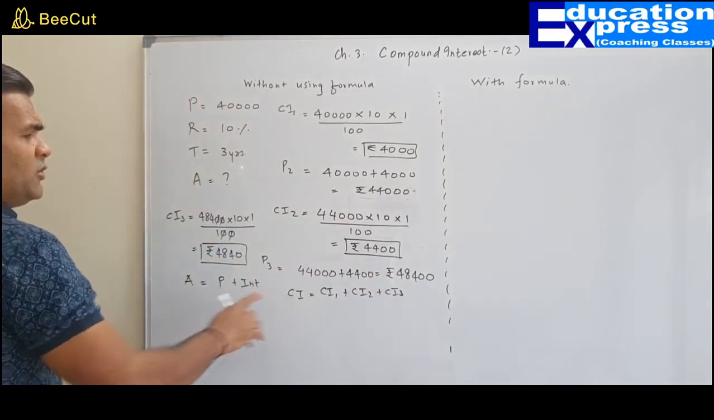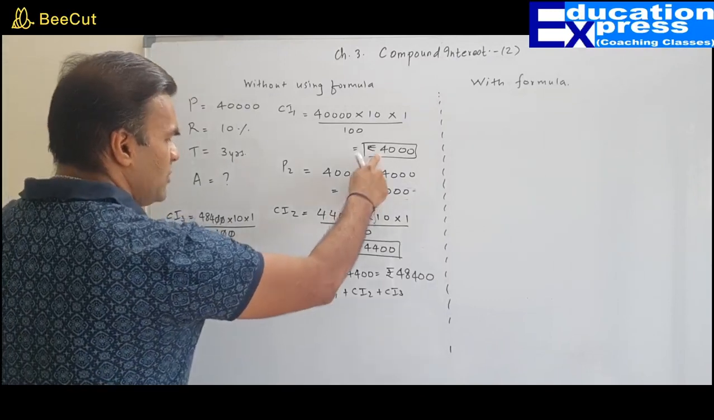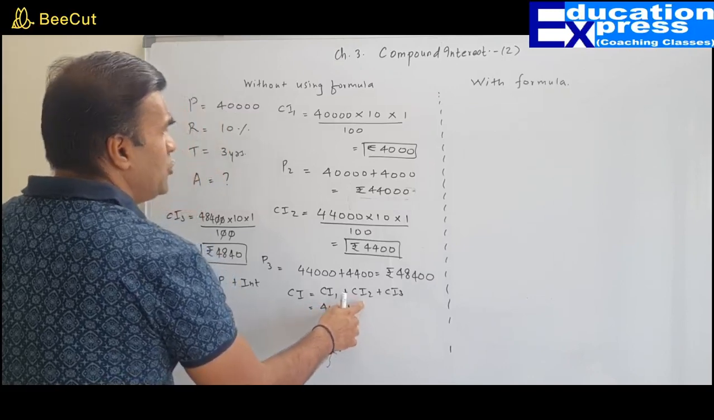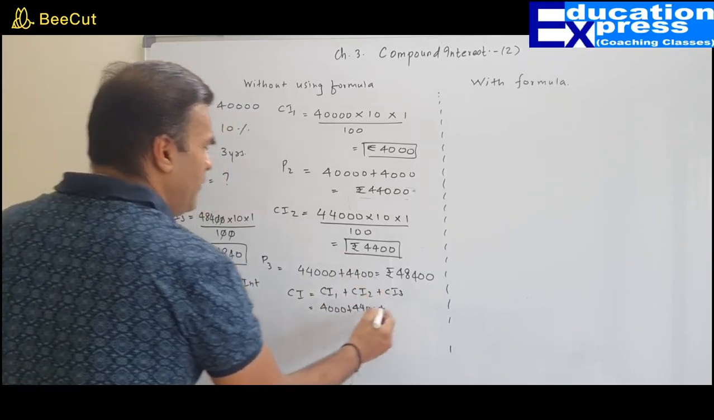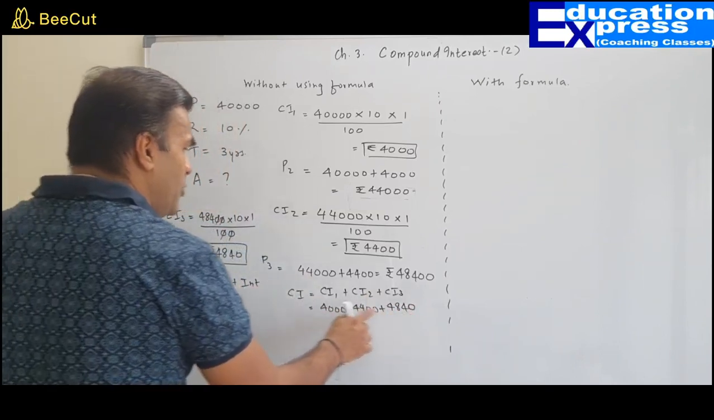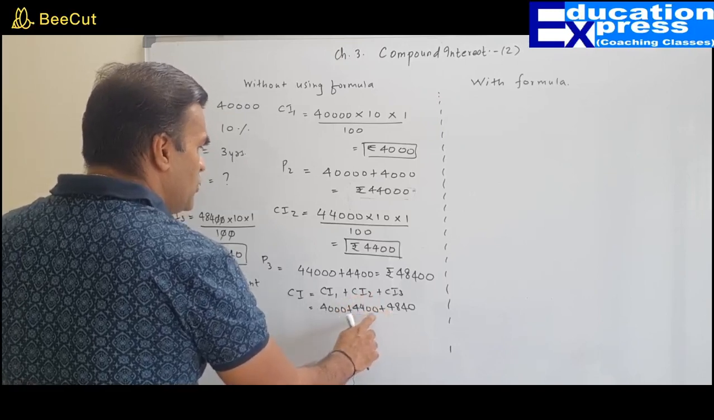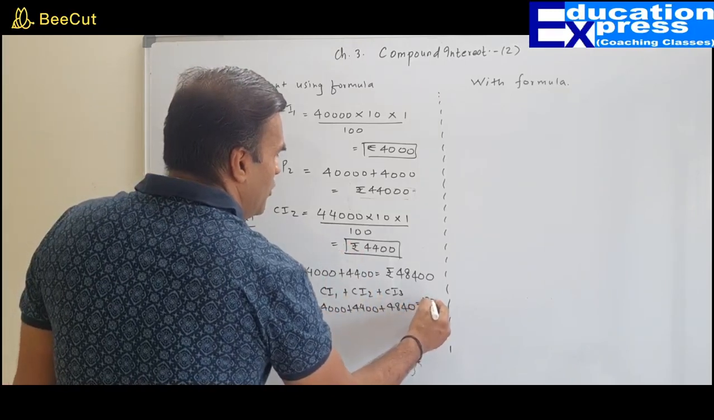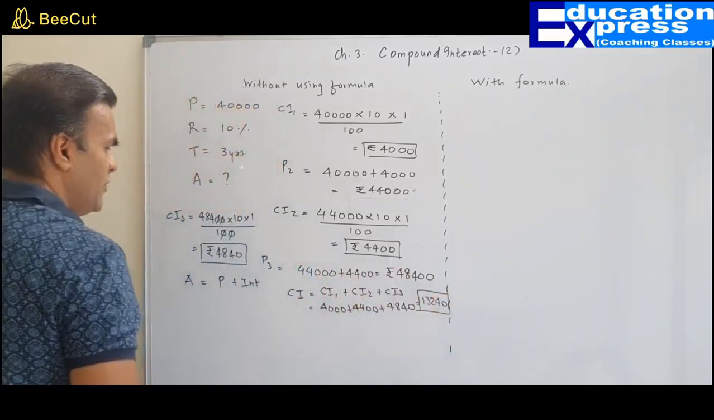Can anyone tell me what is the total of CI1, CI2 and CI3? Of course, CI1 is 4,000. So I am writing over here 4,000. CI2, so 4,400. Absolutely. CI3, 4,840. So how much will it total up to? So it will total up to 13,240. This will be my total compound interest.